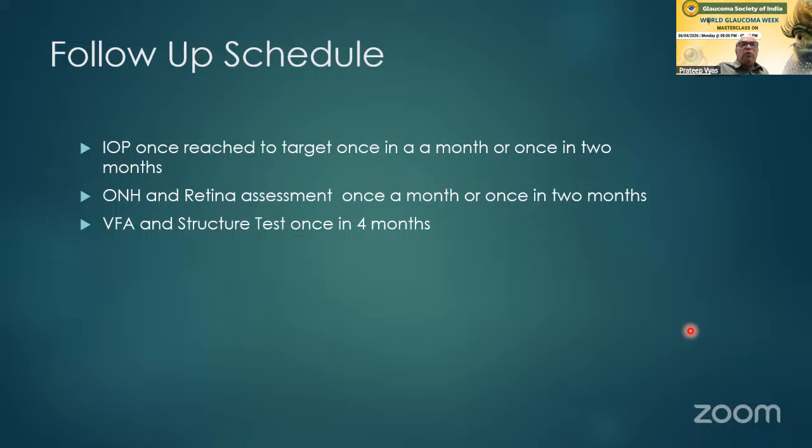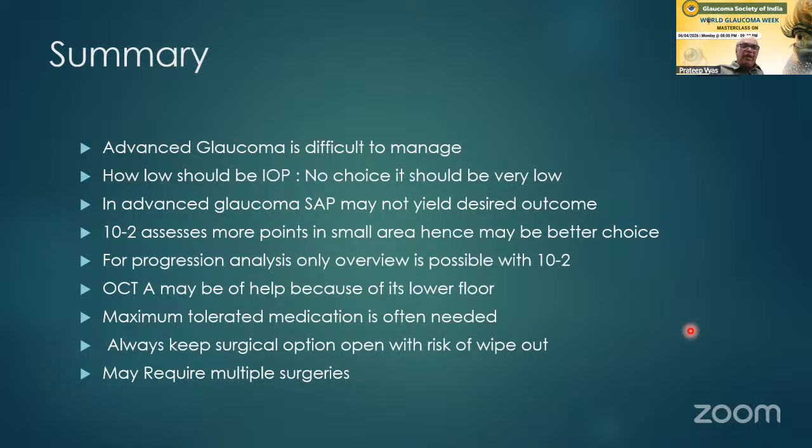How to do the follow-up? Once you have achieved the target intraocular pressure, then once in a month or once in 2 months, measure the intraocular pressure. Okay, so should I continue with the summary?